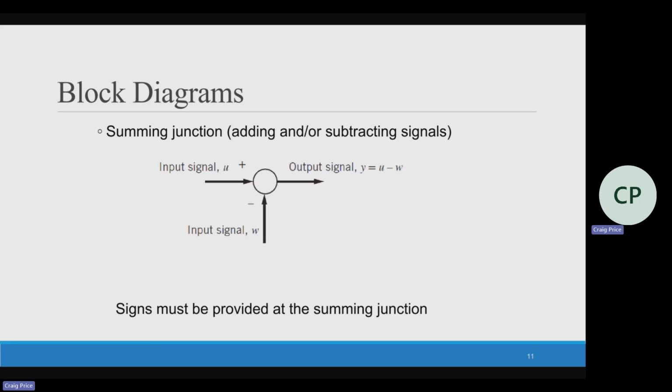Okay, this is definitely useful when I have a feedback loop. So I have something coming from the back to the beginning. We can use this summing junction to combine those signals.